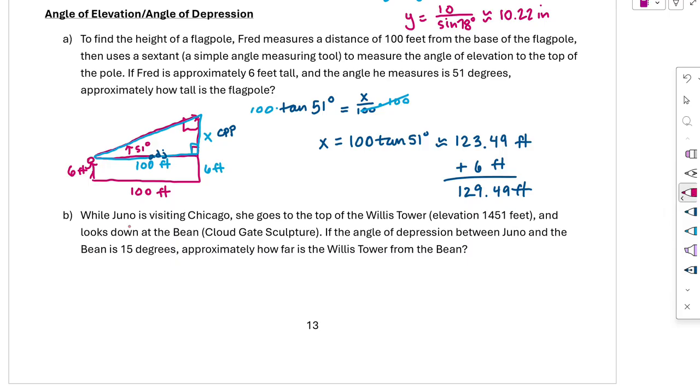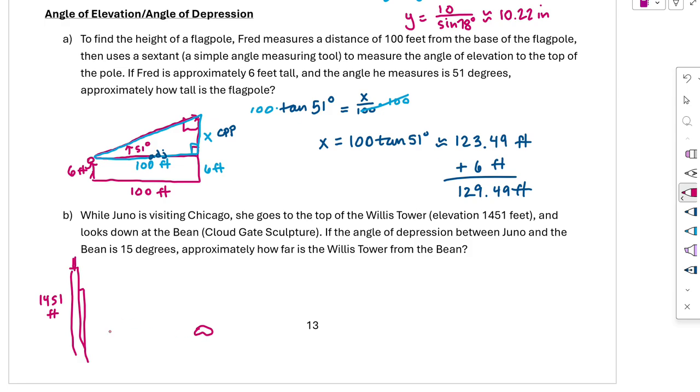Okay, so when Juno is visiting Chicago, she goes to the top of the Willis Tower. It used to be called the Sears Tower. Now it's called the Willis Tower. So anyway, it's a big skyscraper in Chicago, and it's got like little things at the top of it. And the elevation of the tower is 1,451 feet. And she looks down at the bean, which is technically called the Cloud Gate sculpture, but it's this cool sculpture. It's shiny. It's like a shiny big old bean in a park.